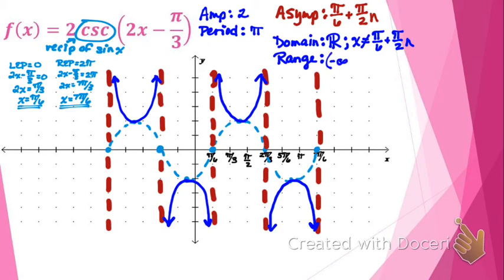So negative infinity to negative 2, union 2 to infinity. Cool.